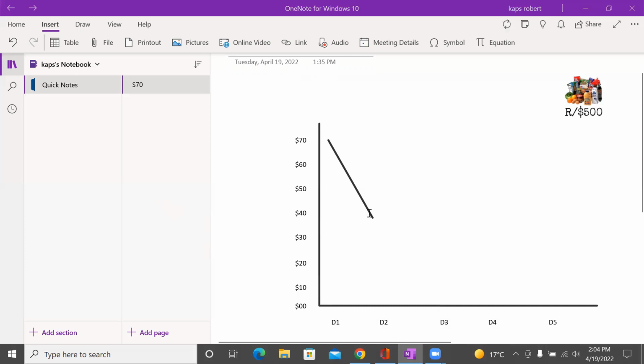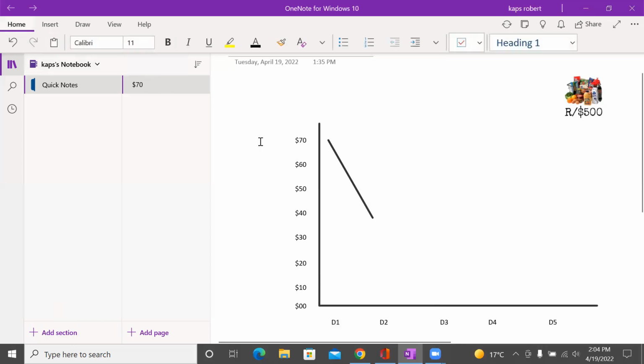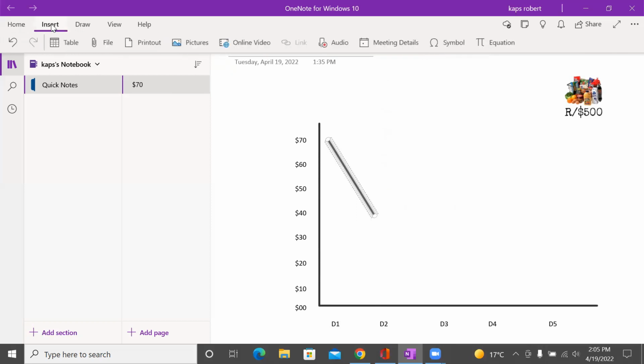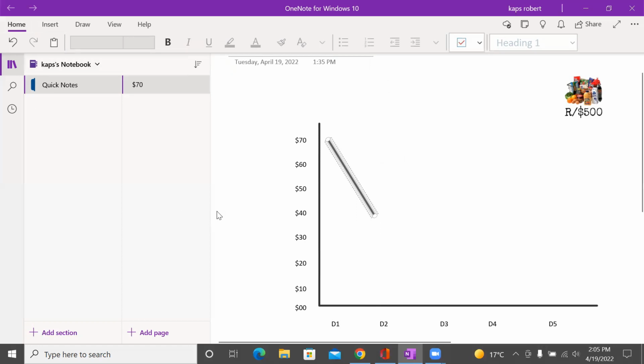We are going to say that on the first day, this person got the grocery of $70. This is day one. But on day two, the grocery was decreasing to something like $40. Here the graph is at $40. It is a downtrend. Let me change the color of this thing. I don't see where to change the color, but let me just leave it like this.